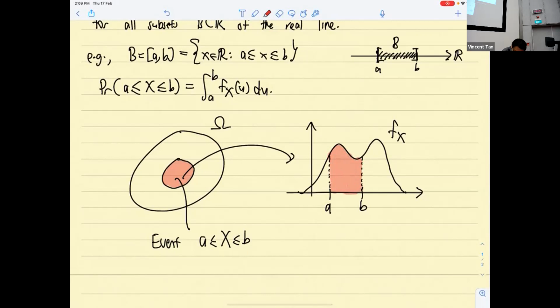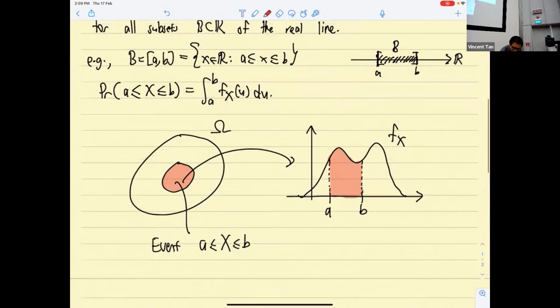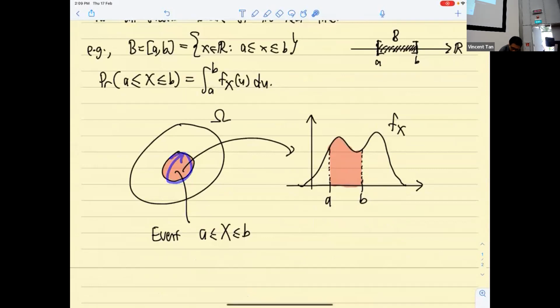So every event in the sample space is a subset of the sample space for which the random variable takes on certain values, a to b inclusive in this particular example. And how do we compute its probability? We compute the probability that this event happens by taking the integral over this particular interval, a to b, of this density. Density is short for probability density function or PDF. Sometimes I just say density.